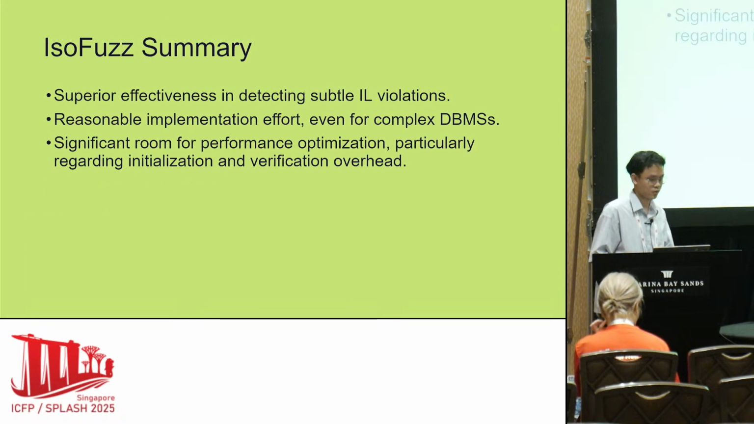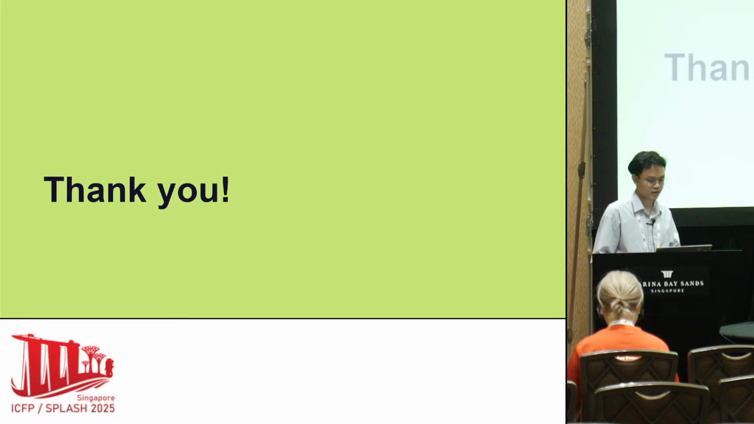Yeah. So in conclusion, we have somewhat superior effectiveness in detecting subtle isolation-level violations, and implementing these instrumentation points is reasonably easy. We can definitely improve performance optimization for the verification in our fuzzing method, because our fuzzing is pretty slow compared to other systems currently. Yeah, thank you.